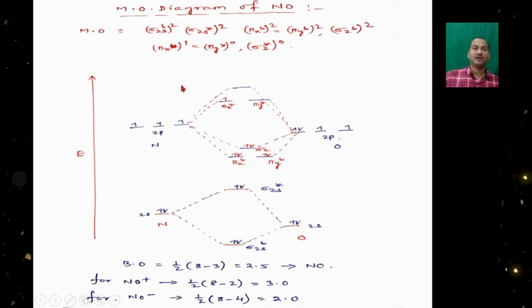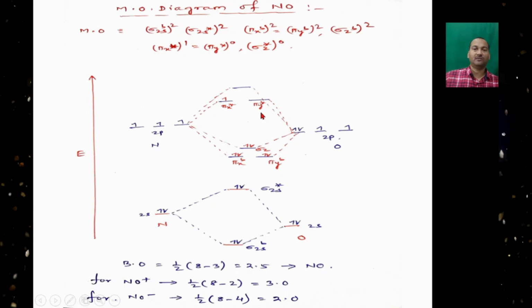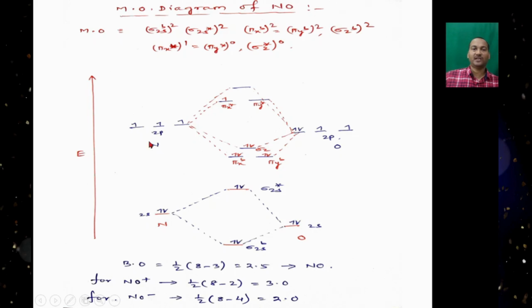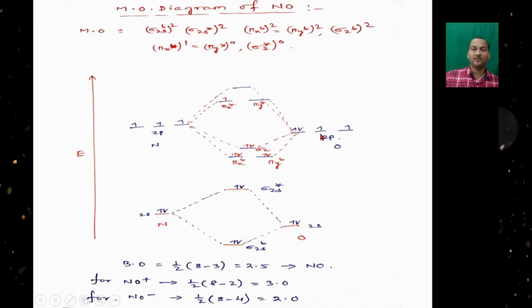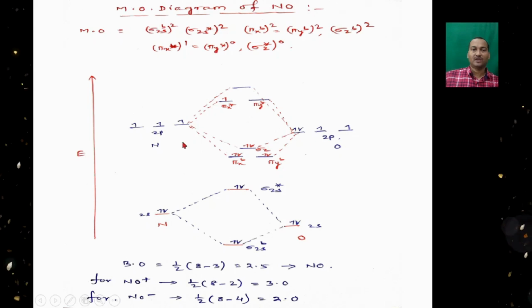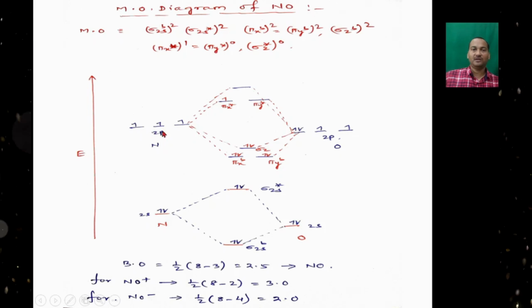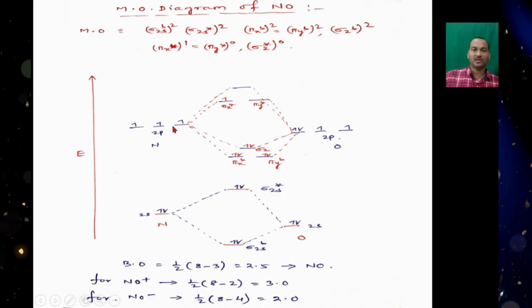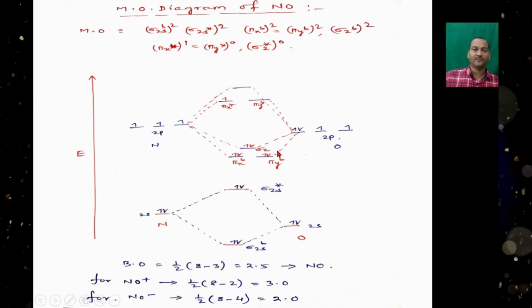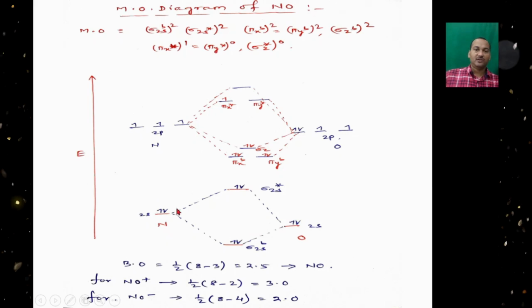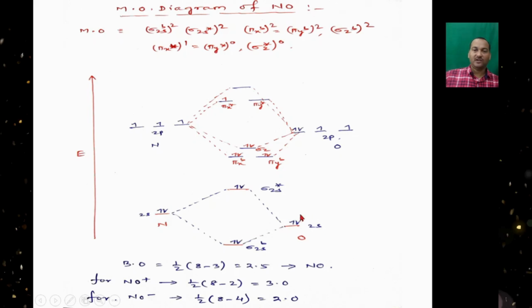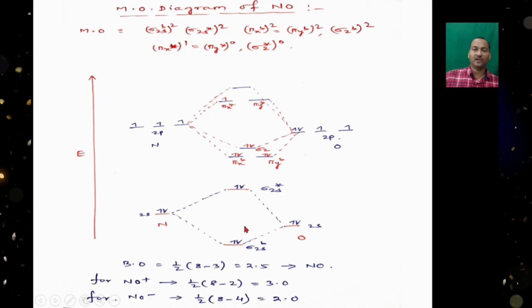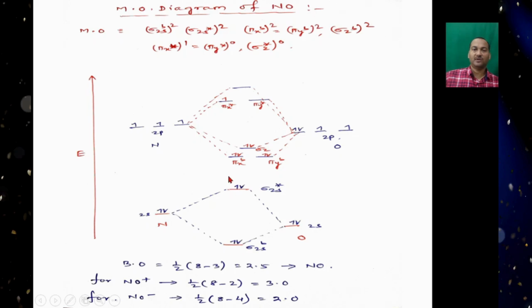So here is the MO diagram for the NO molecule. Since the electronegativity of oxygen is more than nitrogen, oxygen will be of lower energy and nitrogen will have higher energy. Similarly, you can see the 2p orbital is just above this line. Here is the 2s orbital of nitrogen and the 2s orbital of oxygen. Two electrons will go to bonding and the other two will go to antibonding.